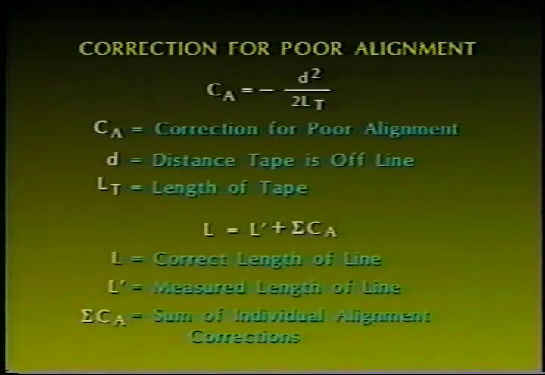With practice, the rear chainman should have little trouble keeping the chainman well within a foot of the correct course. The formula to correct for poor alignment is negative the distance a tape is offline squared divided by 2 times the length of tape. The actual length of the line is equal to the measured length of the line plus the sum of the individual alignment corrections. Try the problem for correction for poor alignment in your workbook now.